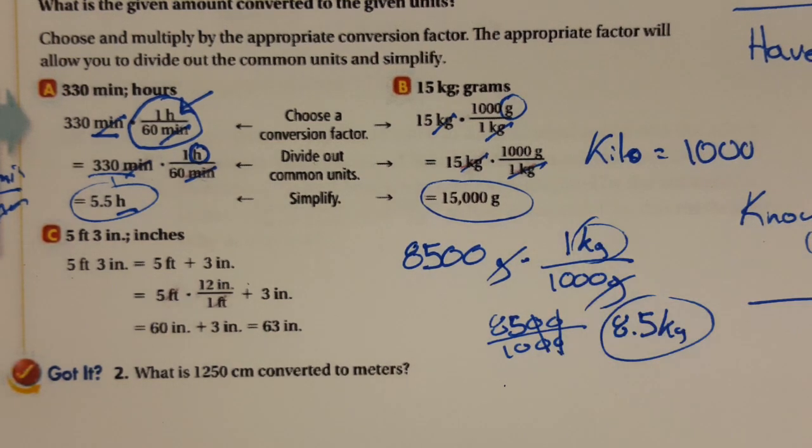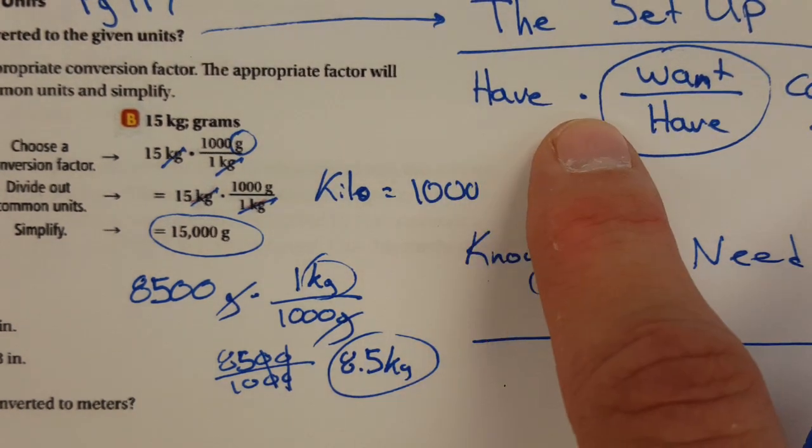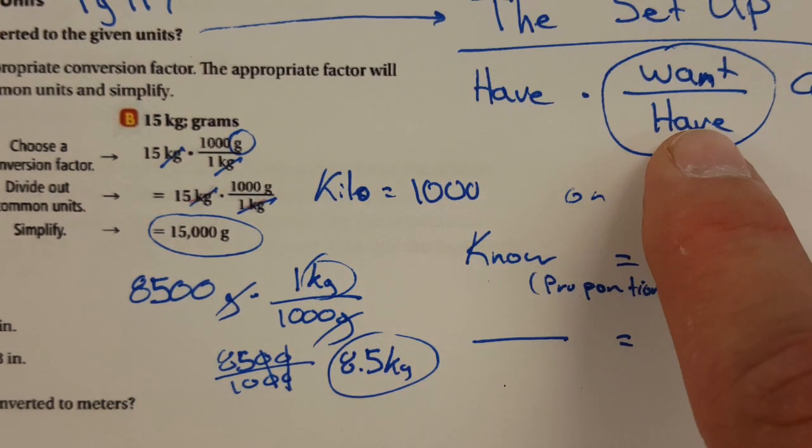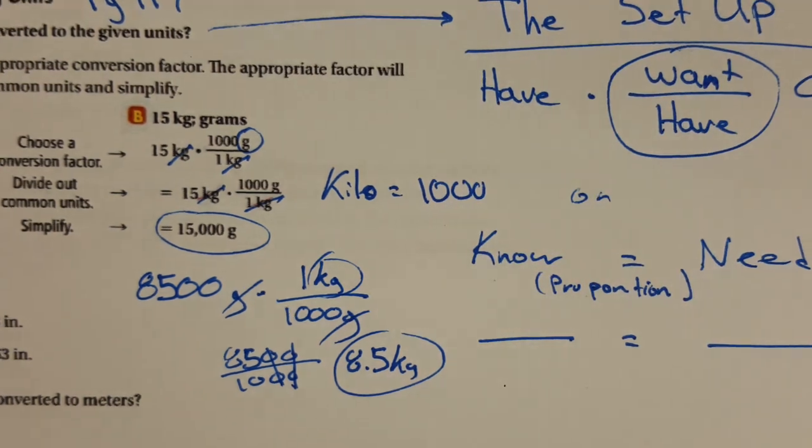Okay. So again, you take what you have times what you want over what you have. That way the halves cancel out with the old and in with the new.